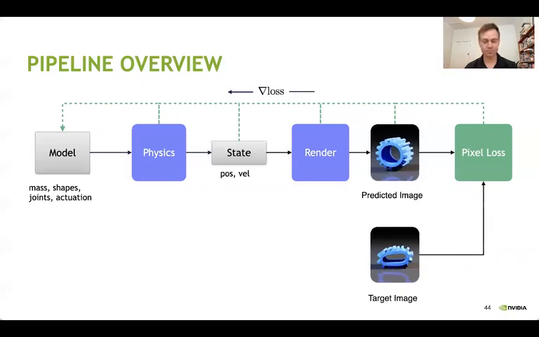So literally taking a target image, which could be synthetic or a captured image, and looking at the pixel-wise error between our synthetic rendered image. And given that pixel-wise loss, we can propagate gradients all the way back through the renderer, back through the simulator to our model parameters.